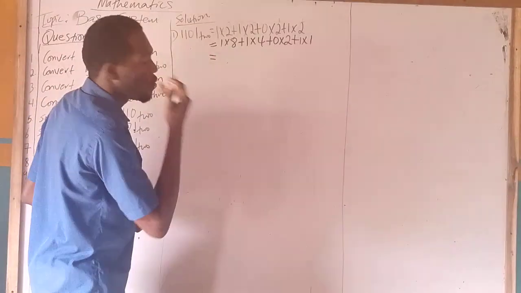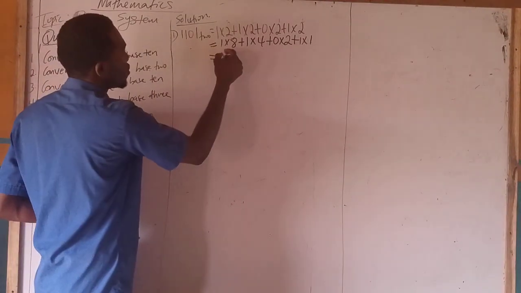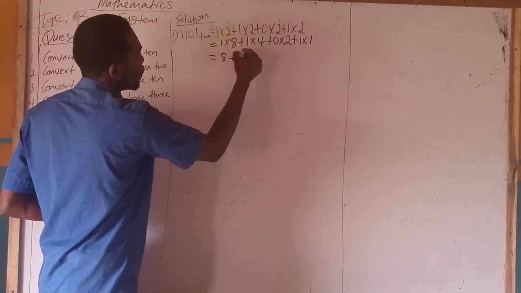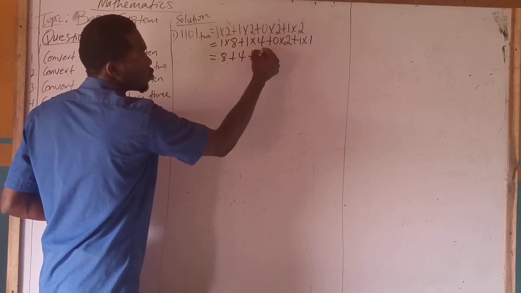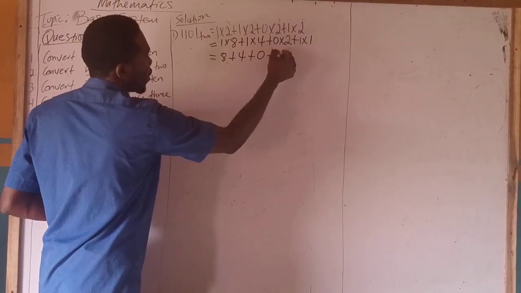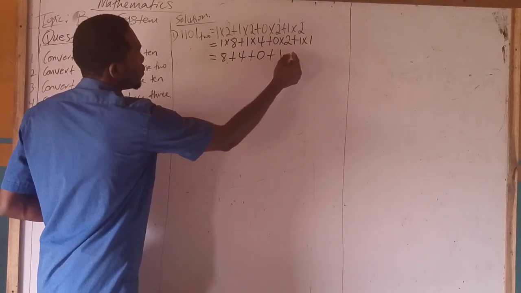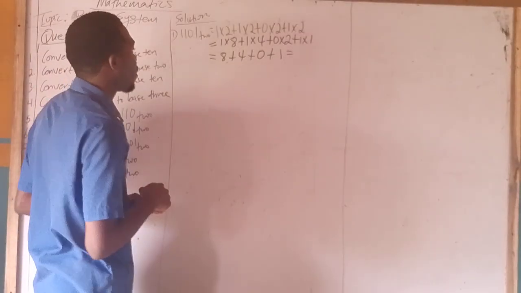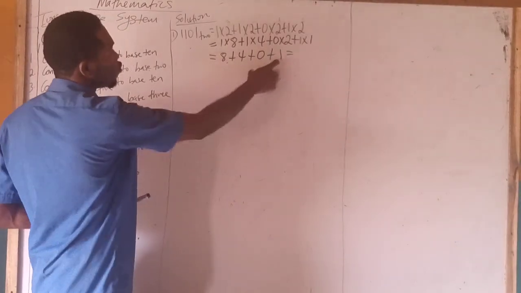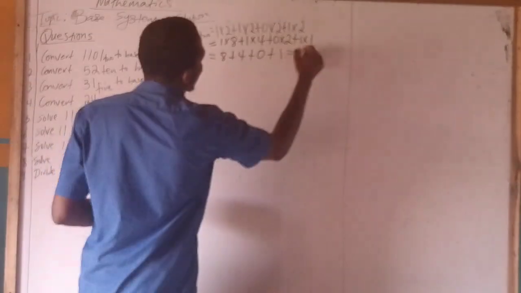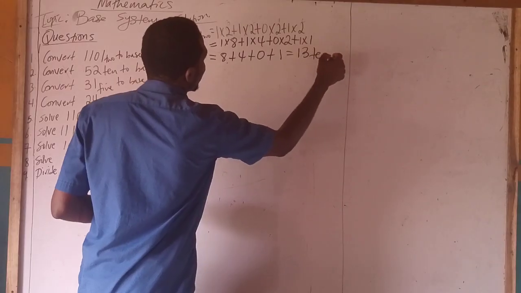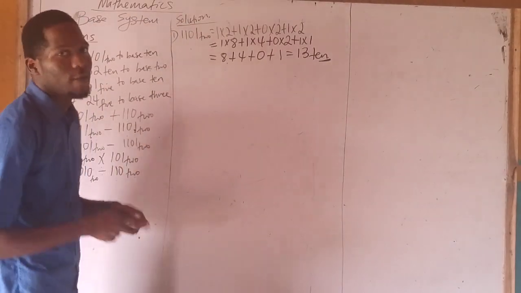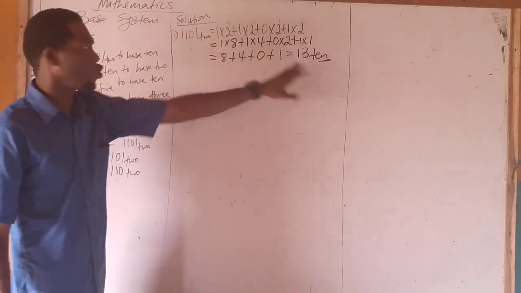So from here, we now have 1 times 8 is 8. 1 times 4 is 4. 0 times 2 is 0. 1 times 1 is 1. So adding this, we then have 8 plus 4, that should give us 12. 12 plus 1 is 13. So with this we have successfully converted base 2 to base 10.